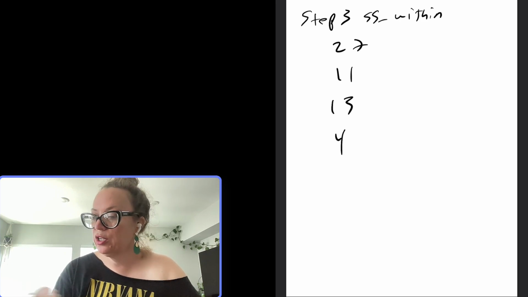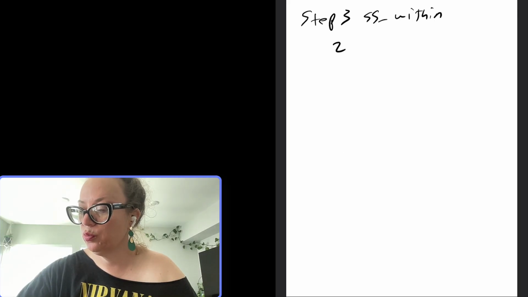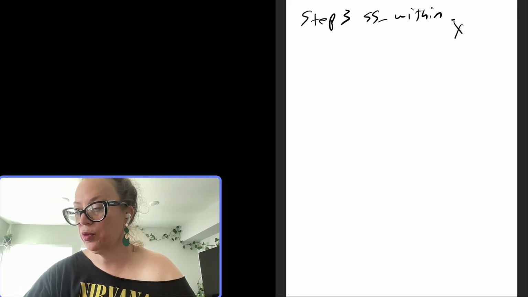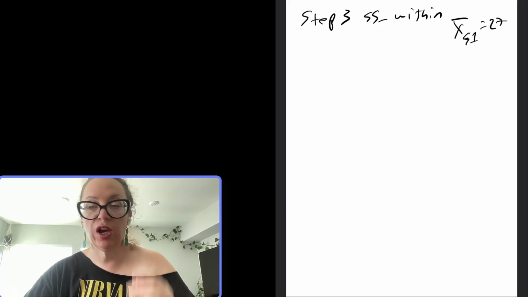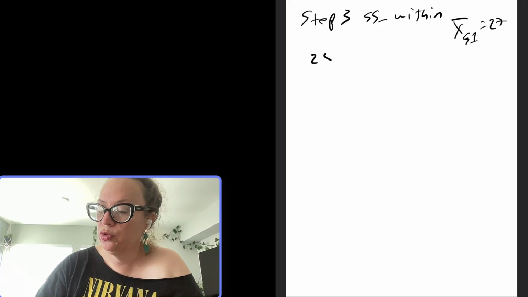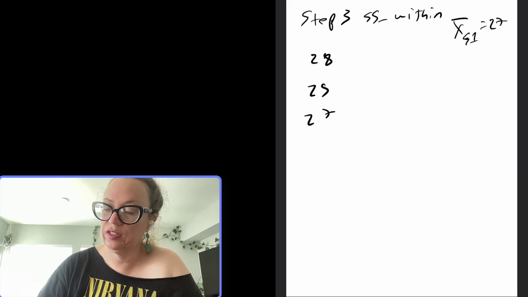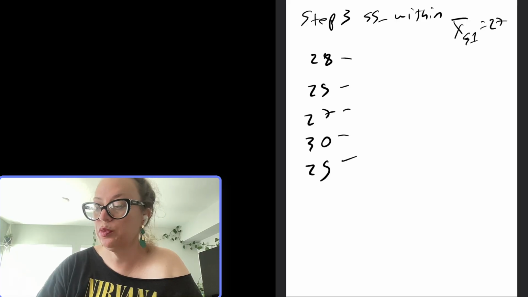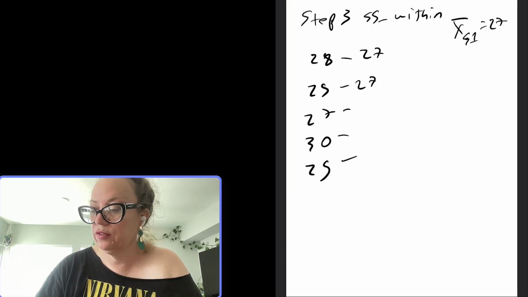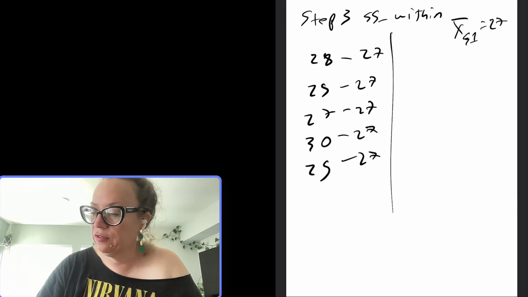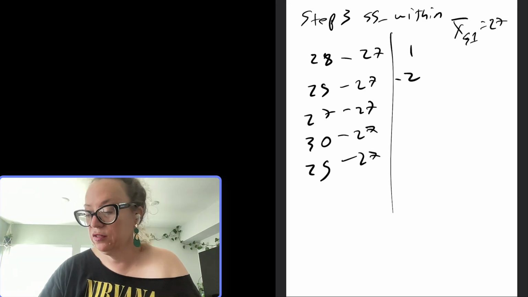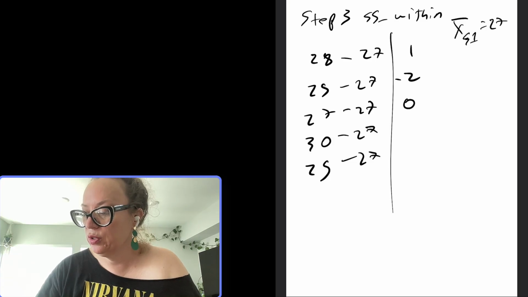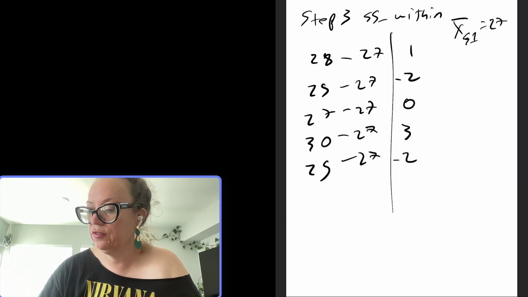But what we're going to do is just go through group 1. So the group mean, not X bar bar, just X bar of group 1, is 27. Now we need to find the variance for each score. You have a score of 28, 25, 27, 30, and 25, minus the group mean, which is 27 each time. What does that equal? 28 minus 27 is 1. 25 minus 27 is negative 2. So we've got negatives again. 27 minus 27 is 0. 30 minus 27 is 3. 25 minus 27 is negative 2.